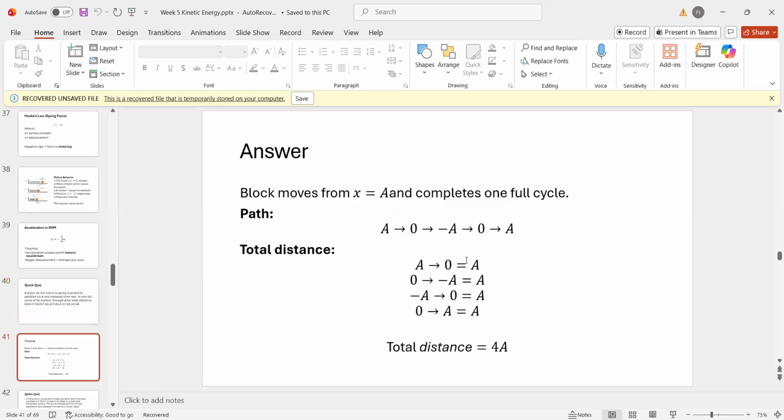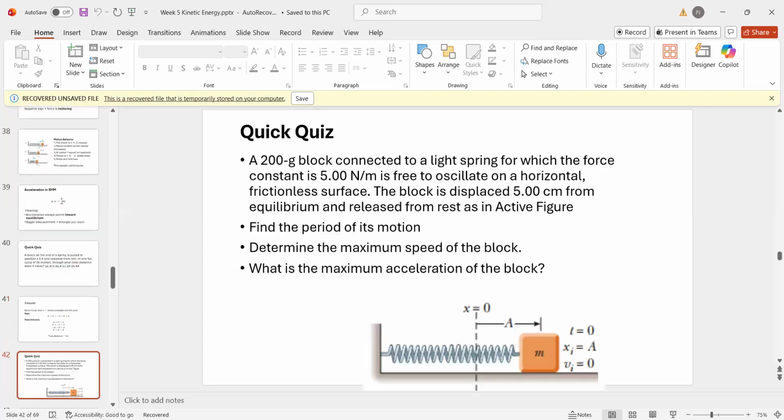The block moved from x equals A and completes one full cycle. So you move from A to 0, to minus A, to 0, and back to A. From A to 0, from 0 to minus A, from minus A to 0, from 0 to A. So this will be the movement. So it's 4 of the A's.